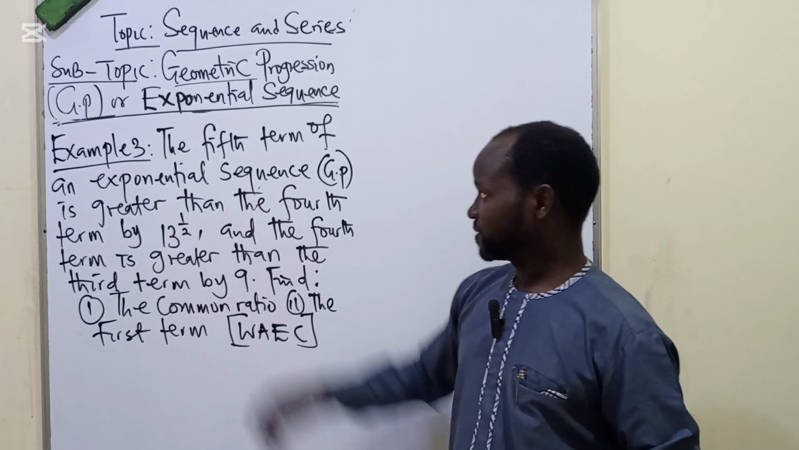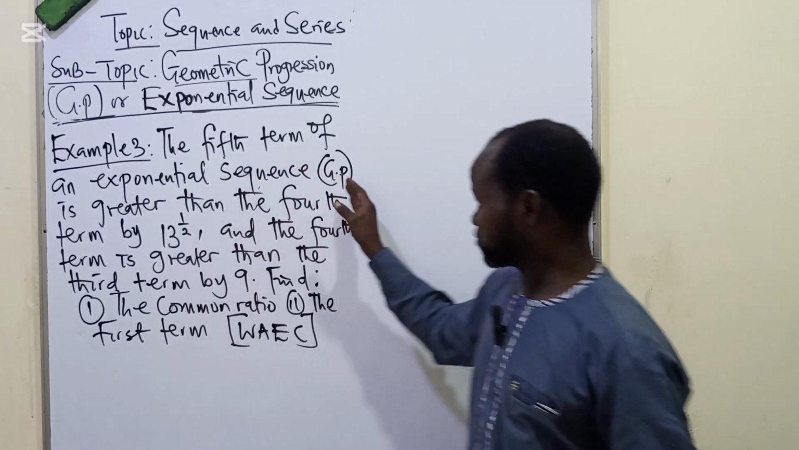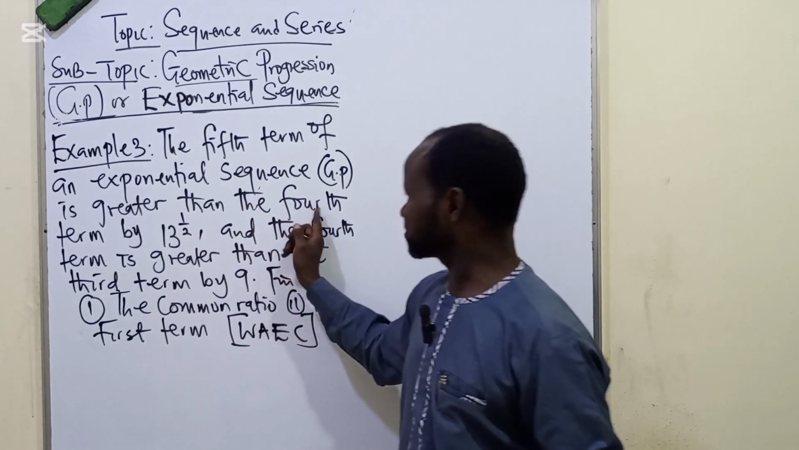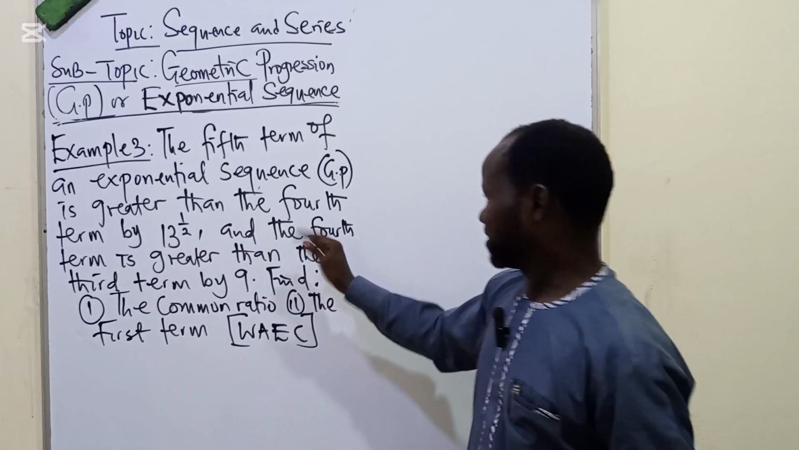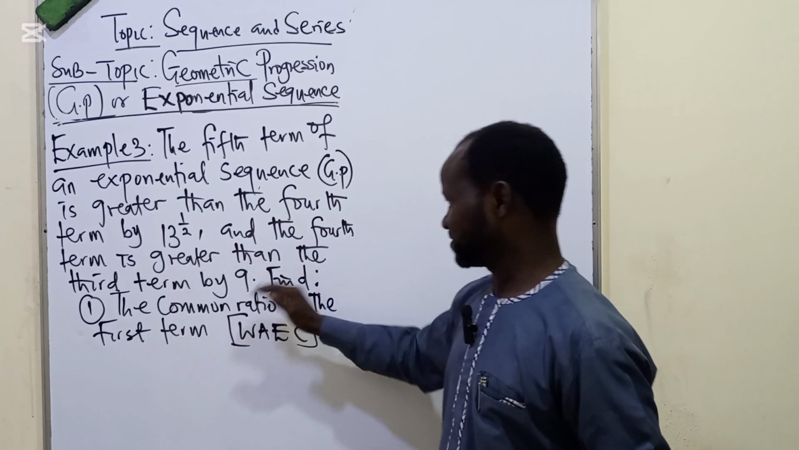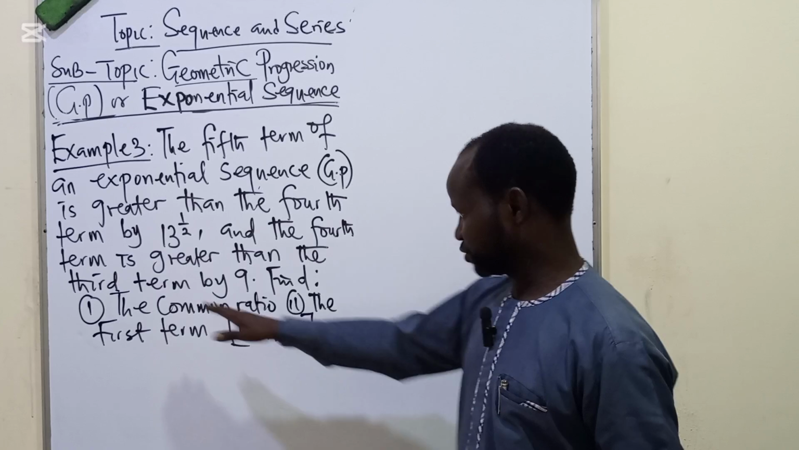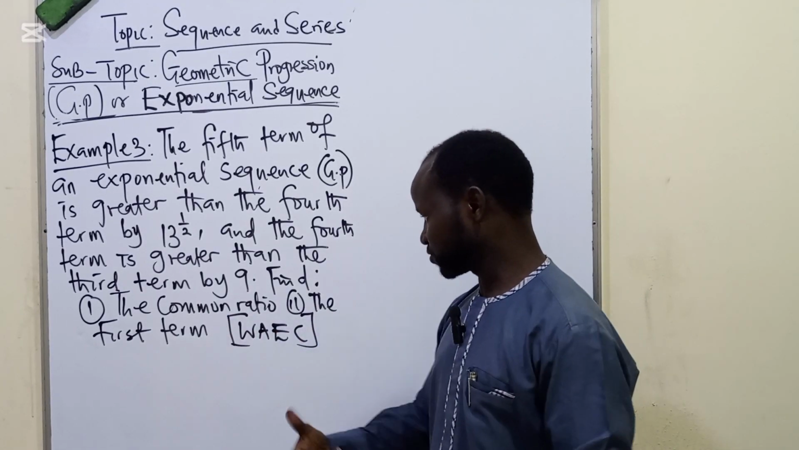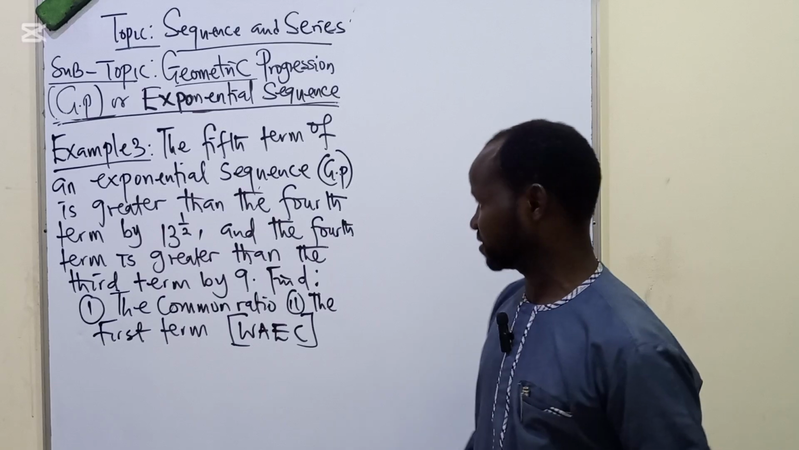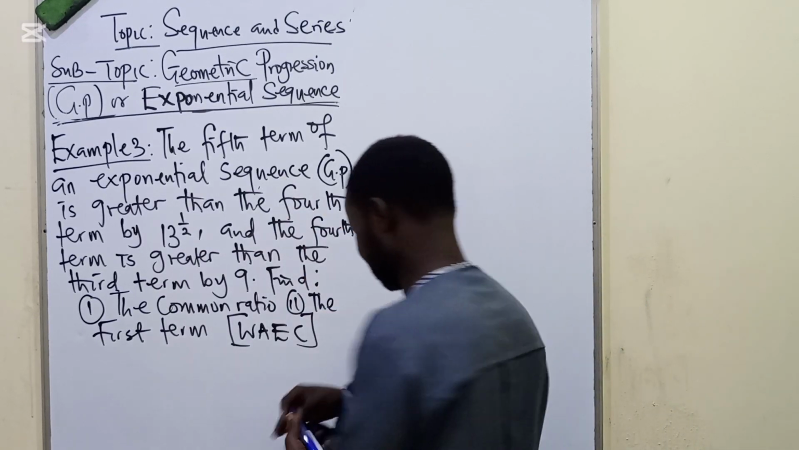Example 3 reads: the fifth term of an exponential sequence, that's GP, is greater than the fourth term by 13 and a half. And the fourth term is greater than the third term by 9. Find the common ratio, Roman numeral 1. Roman numeral 2, find the first term. This is from WAEC, that is 1C. Let's look at how we can solve this.